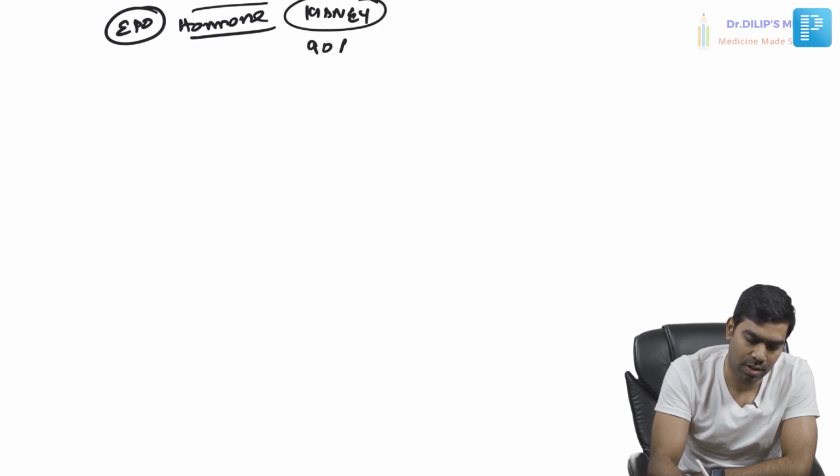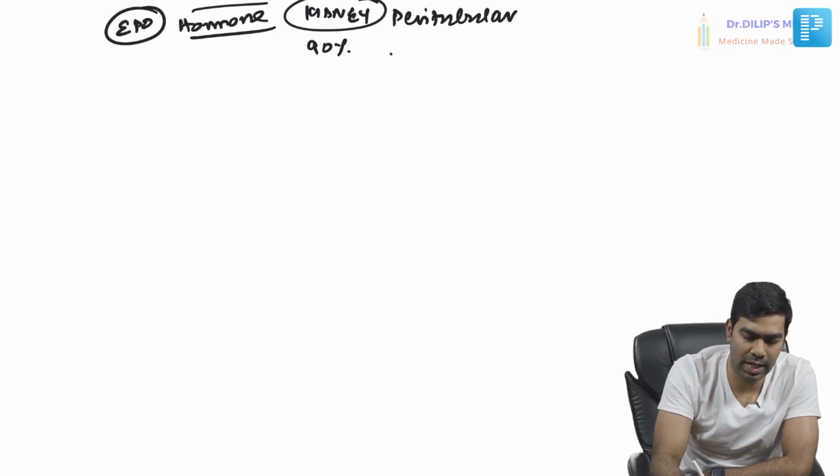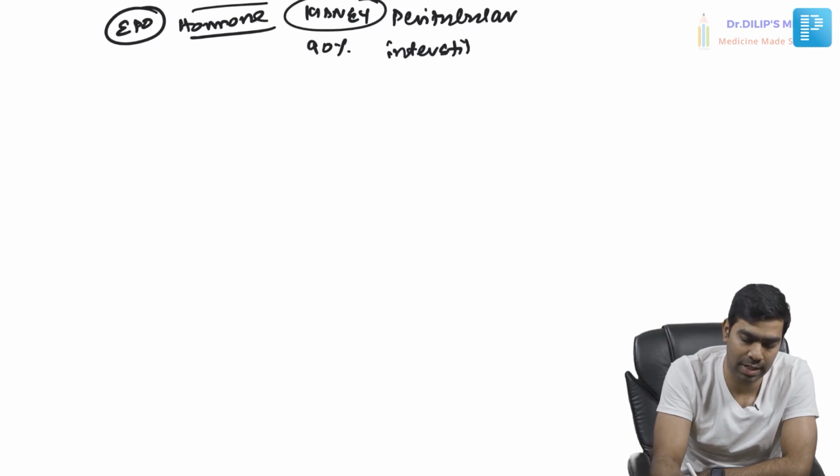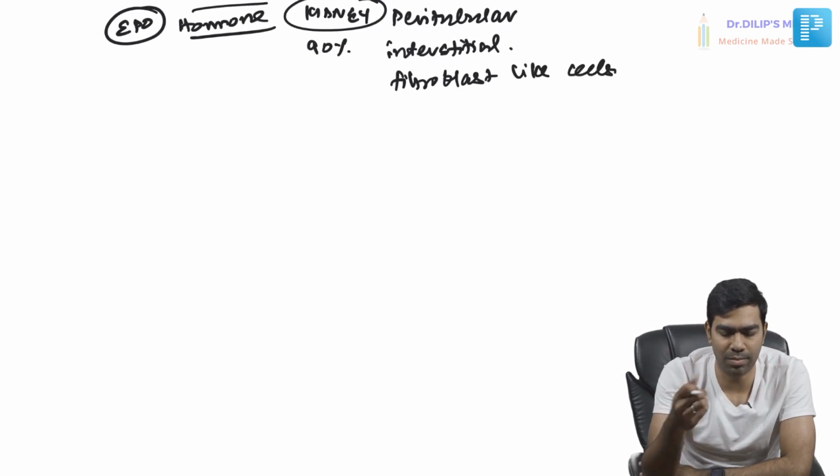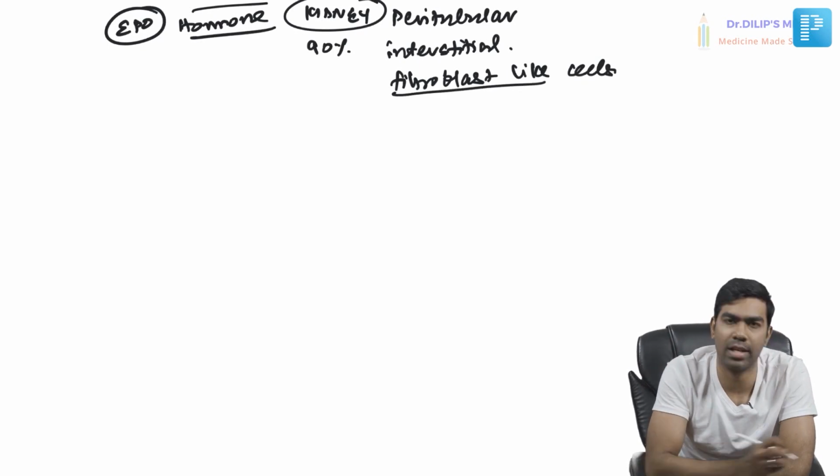90%. In the peritubular interstitial cells, not in the tubules, non-tubular cells, interstitial fibroblast-like cells, typically near the proximal convoluted tubule. This is the usual location. Apart from these, it is the interstitial fibroblast-like cells where you are going to get the erythropoietin from.